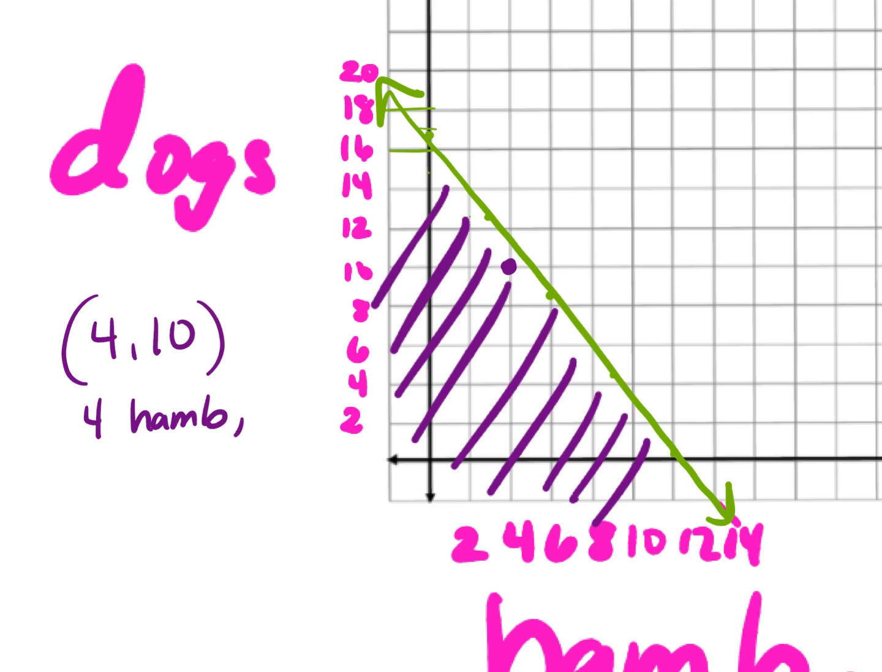4 hamburgers and 10 hot dogs, right? So you can pick any point that falls in that shading, and that is an option. It's maybe not the best option because maybe you didn't buy enough for everyone, but it will work. So like if I picked this point right here, 8 hamburgers and 4 hot dogs, okay?